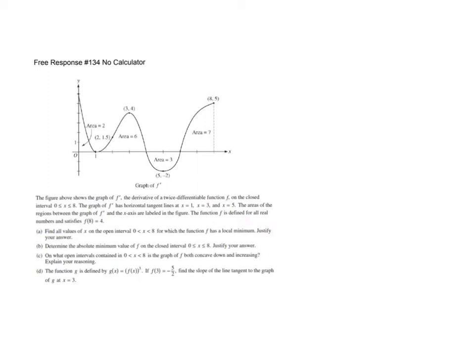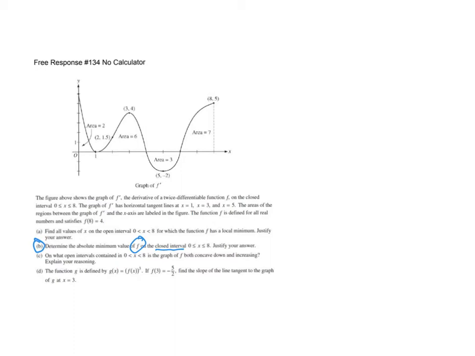So hopefully you finished off letter A and you found that point where the first derivative, the graph, crosses from negative to positive. Now we're going to look at letter B, and in letter B we're asked to determine the absolute minimum value of f. Remember, this is about f, not this graph. This graph is f prime. We're trying to find the absolute minimum value of f on the closed interval 0, 8.